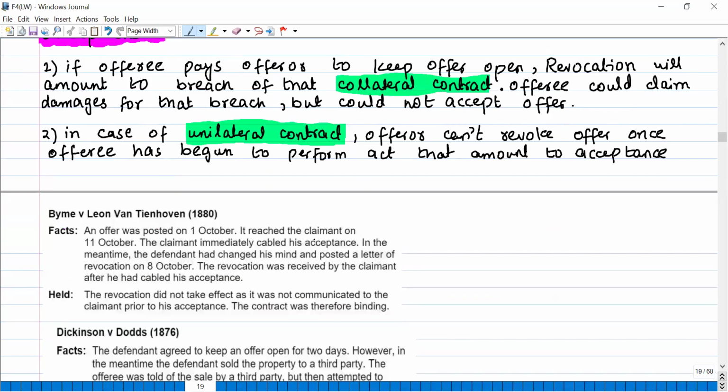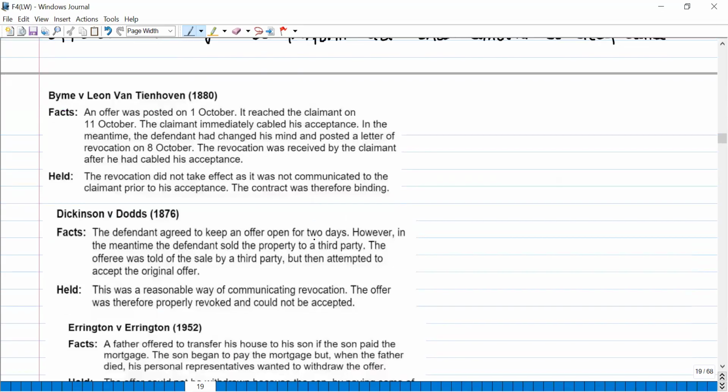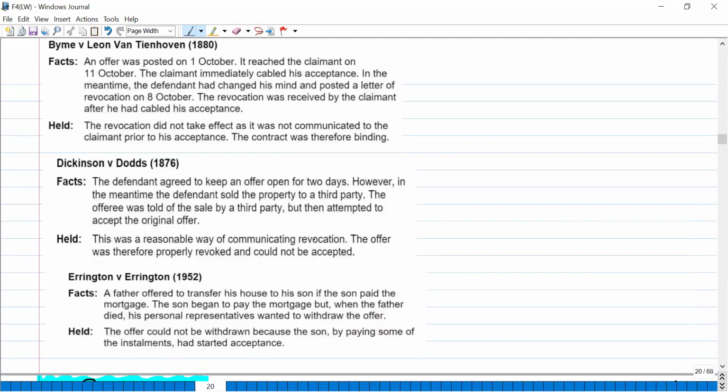Now let's look at the example here. The third example regarding the unilateral contract: a father offered to transfer his house to his son if the son paid the mortgage. The son began to pay the mortgage, but the father died. His personal representative wanted to withdraw the offer. So the father offered his son that he would transfer the house to his name if he paid the mortgage installments of the house.